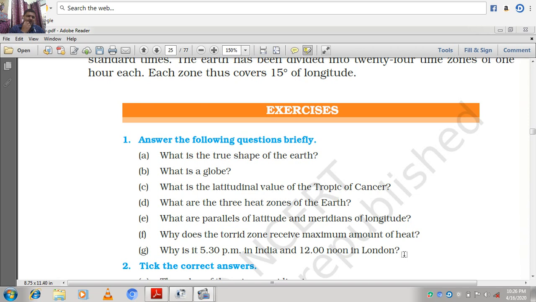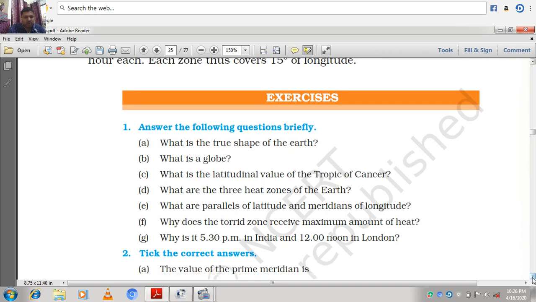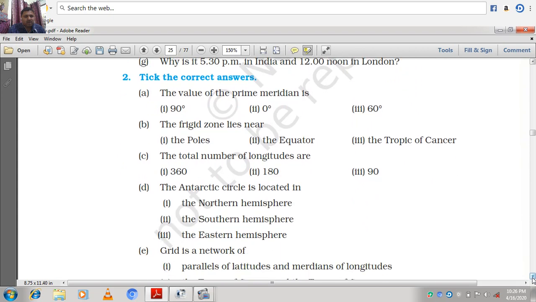That's why we see it is noon in London and evening in India. So next question, question number 2: take the correct answers. Here A, the value of the prime meridian is 0 degree, the 0 degree longitude.